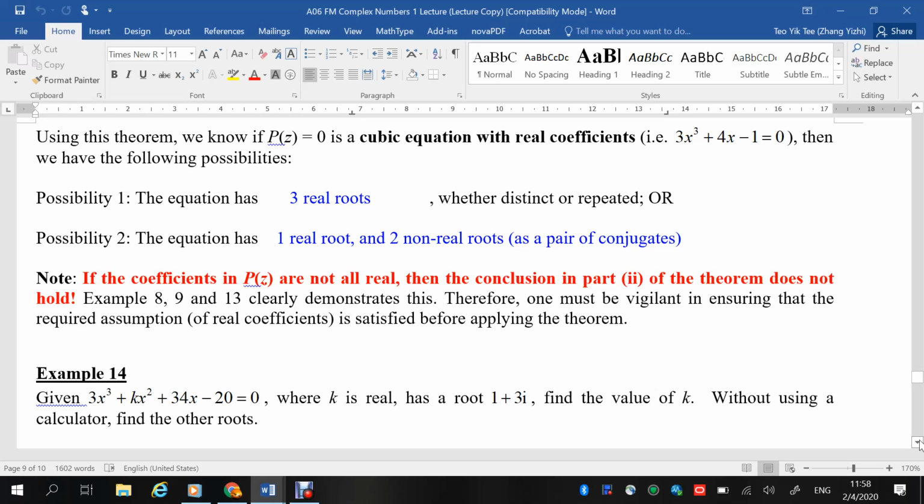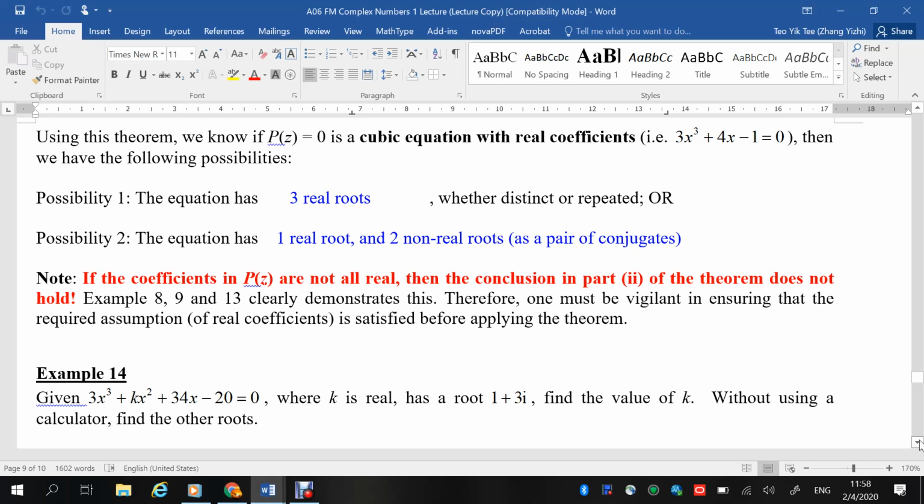What I want you to analyze is what kind of question is this? What topic does it come from? If I give you a power 3 equation and I tell you 1 plus 3i is a root, your job is to find k. What topic is this? Factor theorem. Okay, so write down somewhere, actually this is a factor theorem question. So if it's a factor theorem question, what should you do?